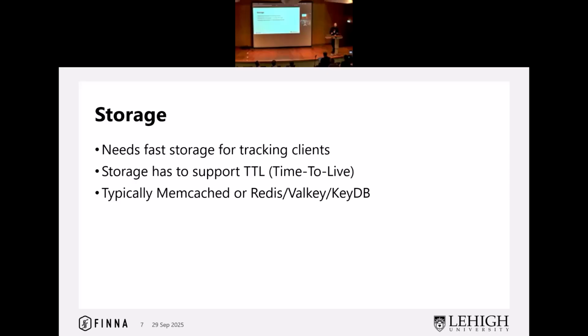About the storage, a rate limiter needs some kind of a storage system, a storage mechanism for storing the information about the different sessions. And in this case, we need something that's fast enough. So typically it's Memcached or Redis or some of its clones. And it has to support time to live so that it can clean up after itself, so it doesn't just accumulate this information. So that's something to keep in mind.